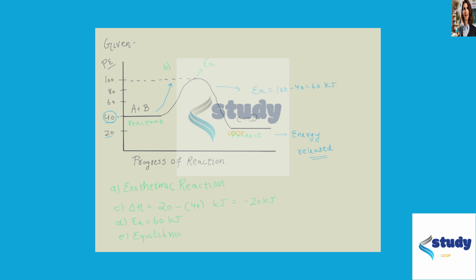equilibrium point is reached faster. The equilibrium point is reached faster, and it happens because of a decrease in activation energy. So this one is our final answer. I hope this answered your question.